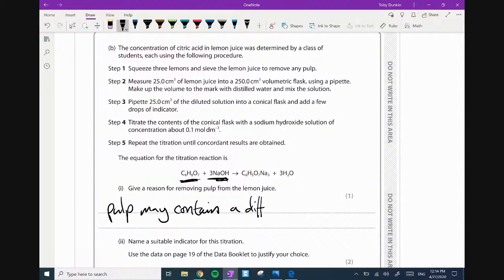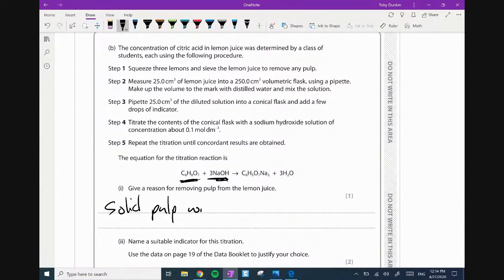Measure 25 centimeters cubed of lemon juice in a volumetric flask. Using a pipette, make up the volume to the mark with distilled water and mix the solution. You can't pipette it. It'll get stuck in the pipette. That's really interesting. I'm going to change my answer. Yeah, solid pulp.